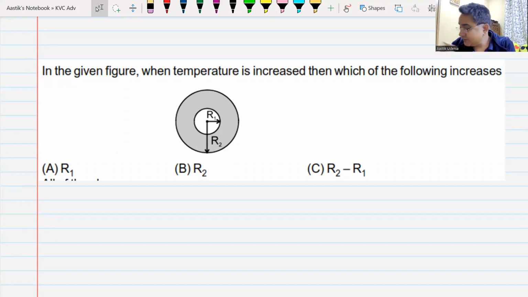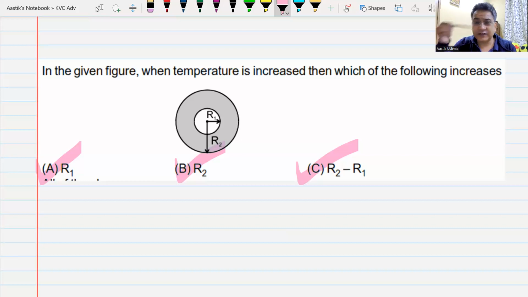R1 increases. Everyone understand this. R2 increases. Everyone understand this. What about R2 minus R1? It also increases because the increase in the radius R2 is not same as increase in the radius R1. It is more than that. Therefore, all of them increase because this expansion is proportional to the area also, and we will see that.